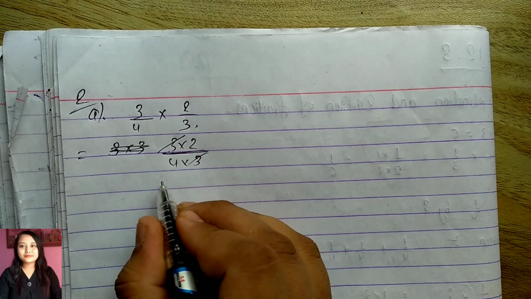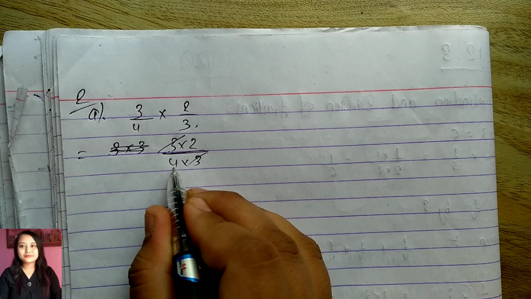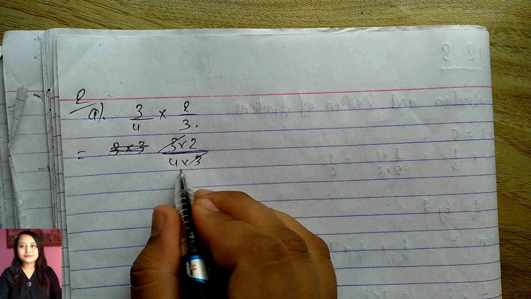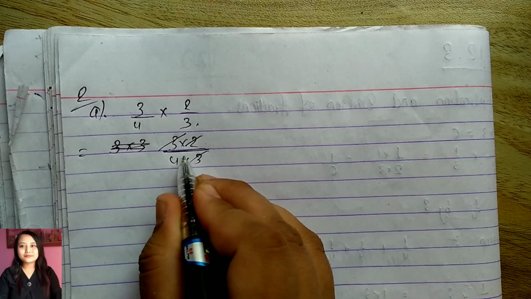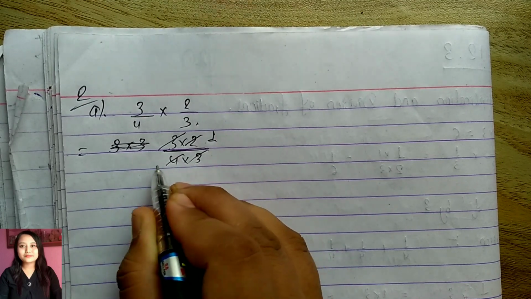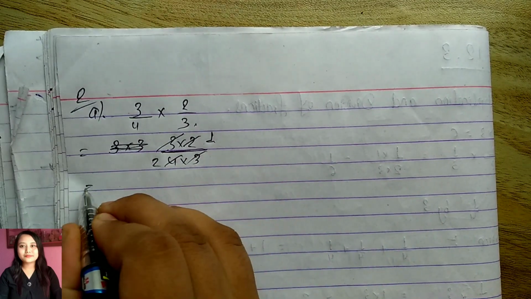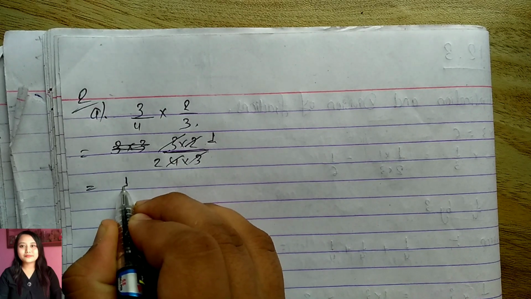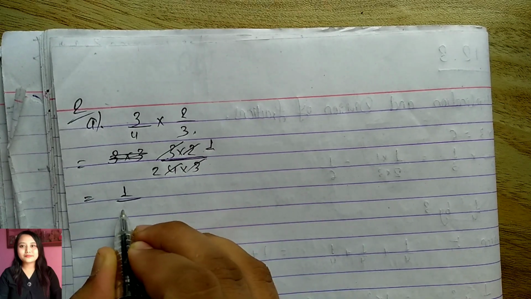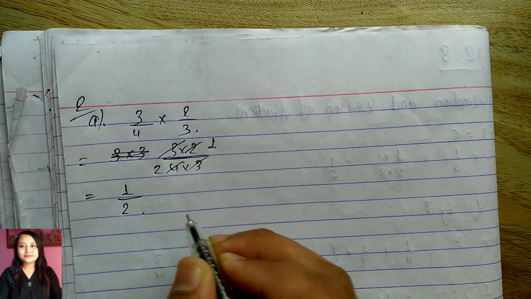Now whether you simplify the 4 into 2 into 2, or you directly cancel out, 2 1s are 2 and 2 2s are 4. You can do it directly. Now the remaining number is 1, and in the denominator it's 2. So this is how you can do it.